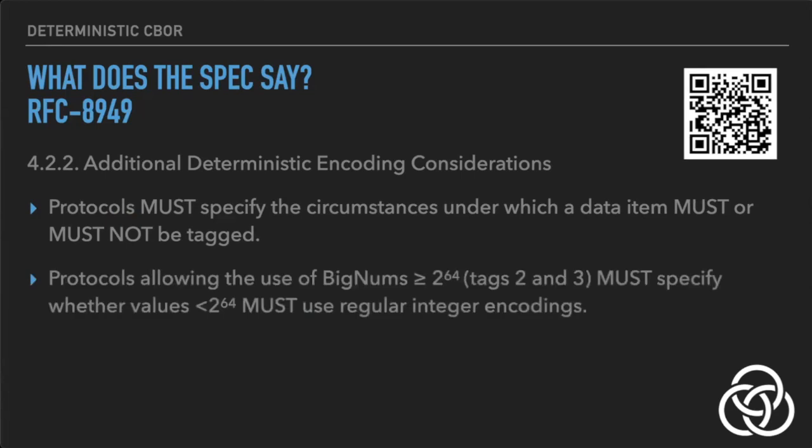Protocols allowing the use of bignums, tags 2 and 3, must specify whether values less than 2 to the 64 must use regular integer encodings. Now, we're not even currently supporting this at the moment, but if we were to add support for bignums, then this is a requirement there as well.